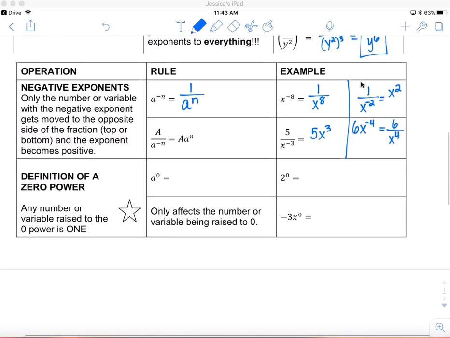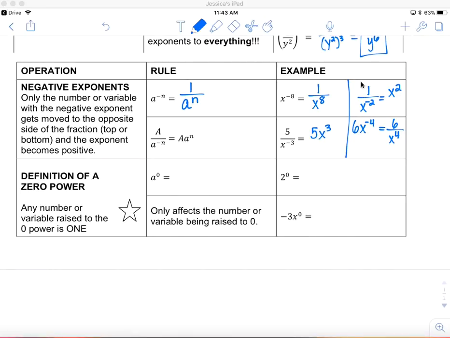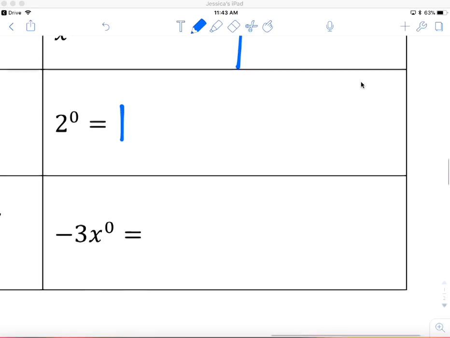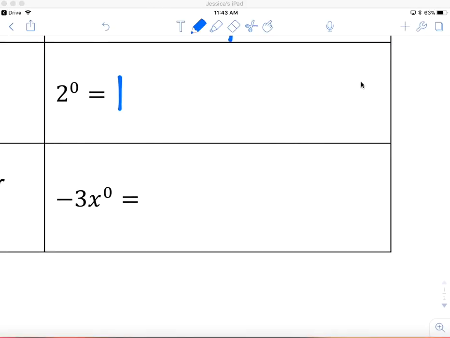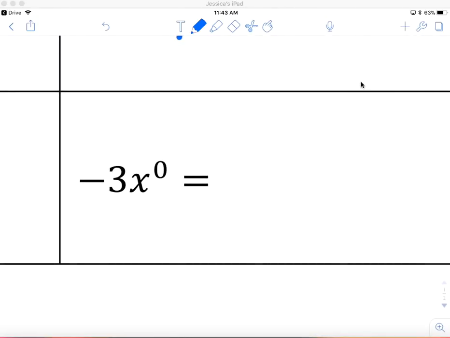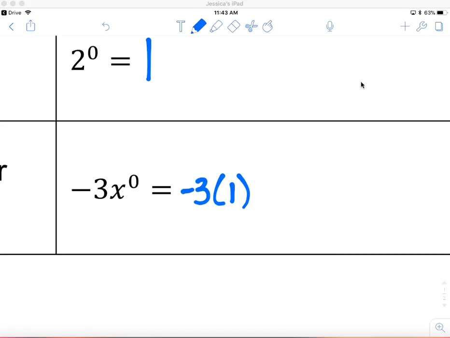Our last rule is anything to the power of 0. Anything to the power of 0 is 1. So if you look at our two examples here, 2 to the power of 0 is just 1. For the second one, negative 3x to the 0 is a little bit trickier because negative 3 is not being raised to the power of 0. Negative 3 has an imaginary exponent of 1 there. So the negative 3 is going to stay negative 3. X to the 0 becomes 1. So your final answer on this one is not 1, but negative 3.